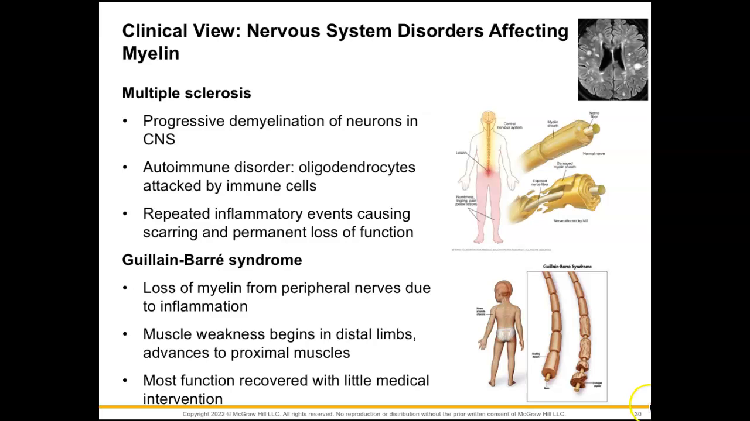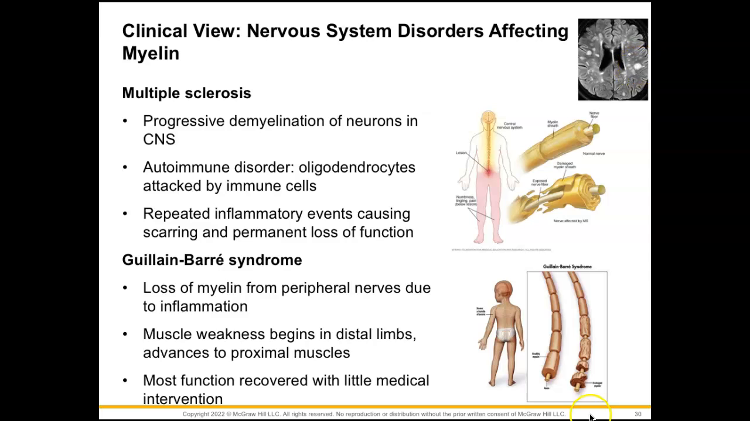First, we have multiple sclerosis, and this is going to be progressive demyelination of neurons within our central nervous system. This is an autoimmune disorder where the oligodendrocytes are attacked by our immune cells, and we have repeated inflammatory events causing scarring and permanent loss of function. You could see this displayed on this transverse cross-section of the brain, where we see these plaques that have developed in here.